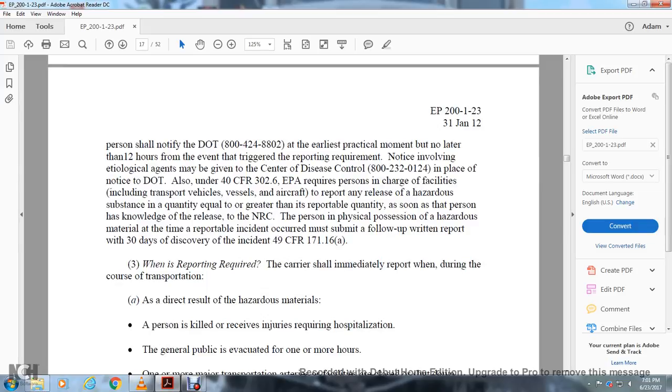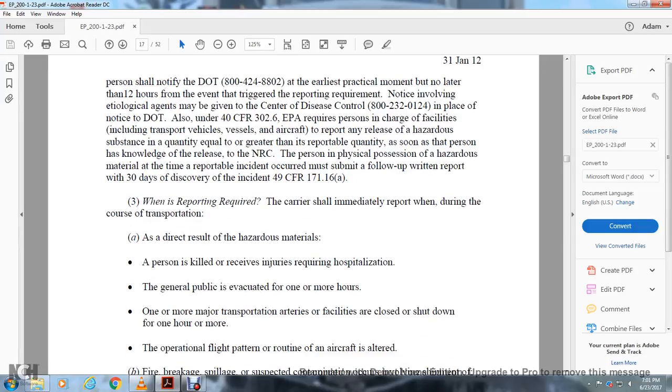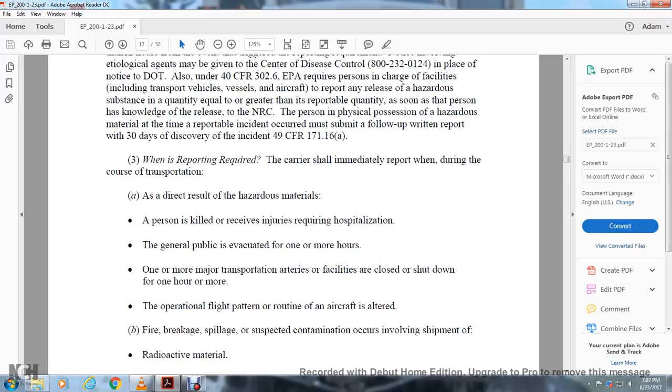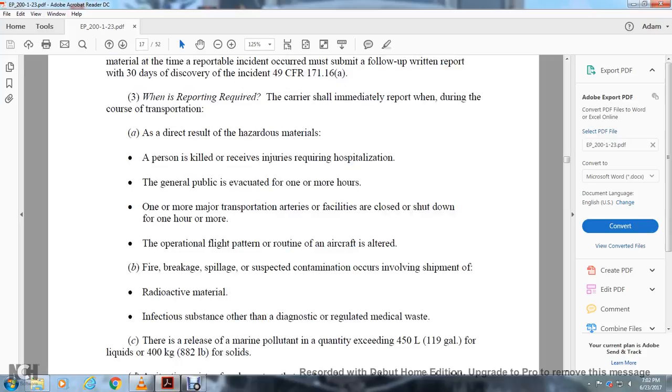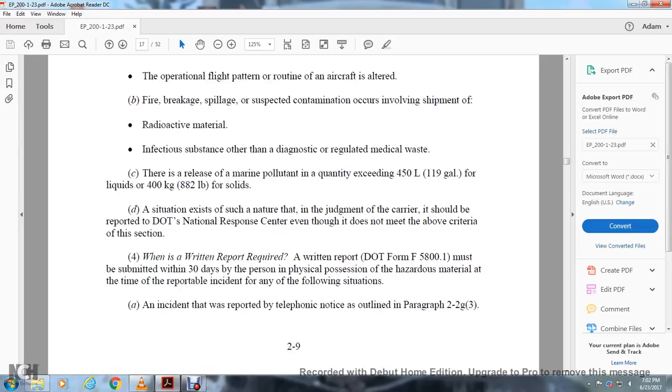When is reporting required? The carrier should immediately report when, during the course of transportation, as a direct result of the hazardous material, a person is killed or receives injuries requiring hospitalization. The general public is evacuated for 1 or more hours. One or more major transportation arteries or facilities are closed or shut down for more than 1 hour. The operational flight pattern or routine of an aircraft is altered. Fire, breakage, spillage, or suspected contamination occurs involving a shipment of radioactive material, infectious substance, or other regulated medical waste. There is a release of a marine pollutant exceeding 450 liters for liquids or 400 kilograms for solids. Also, a situation that, in the judgment of the person, should be reported to the Department of Transportation National Response Center, even though it does not meet the above criteria, should be reported.